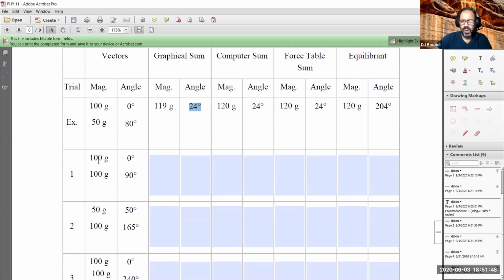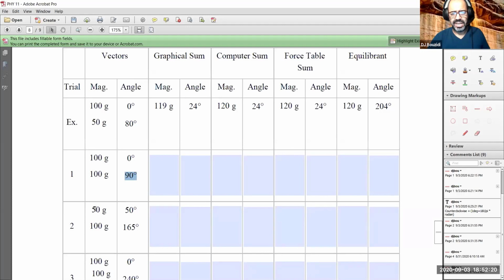So now I'm going to do 100 grams at 0 degrees and 100 grams at 90 degrees. Okay? So that's one other setup that we need to do. Basically, on the x-axis, you draw 100 grams, and on the y-axis, you draw 100 grams, and then shift one of them to the other, and you add them up. Use the ruler to find how much they are, and use the protractor to find the direction.